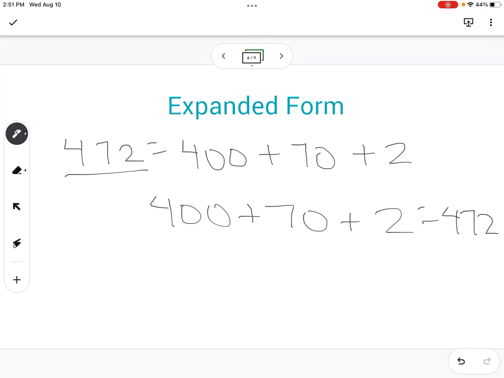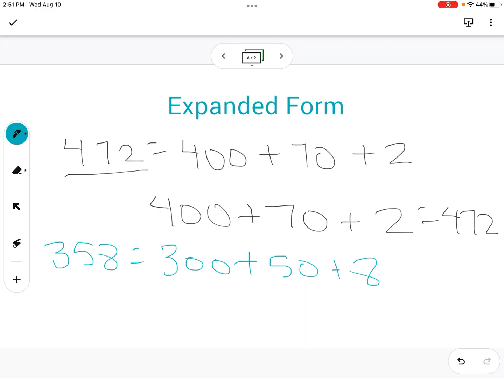So another example of that would be, let's change colors so it looks different. If I had 358, stretch that out again, whale talk it, 300 50 8, and then go back and add in your plus signs. That is usually pretty helpful for them, to write what they are saying slowly.